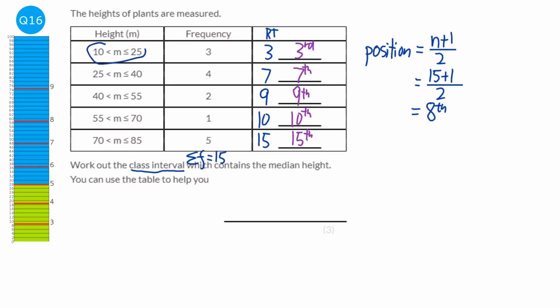So we've got 3 numbers that are in the group 10 to 25, and the third one is the last number in that group. The fourth one, therefore, will be in the 25 to 40 group. So we're looking for the 8th one. Well, the 7th one is the last one in this group. So the 8th one will be in this group here, as well as the 9th. Then the 10th one will be in the next group. So when it asks for a class interval, all we need to do is copy down exactly what the group is. So it's 40 to 55. And don't ever write it down in a different form. Always copy it exactly from the table.